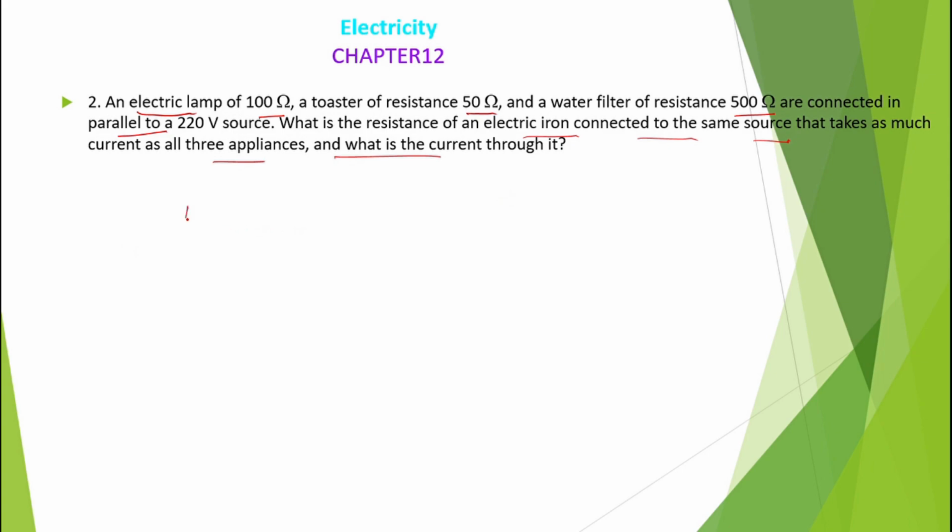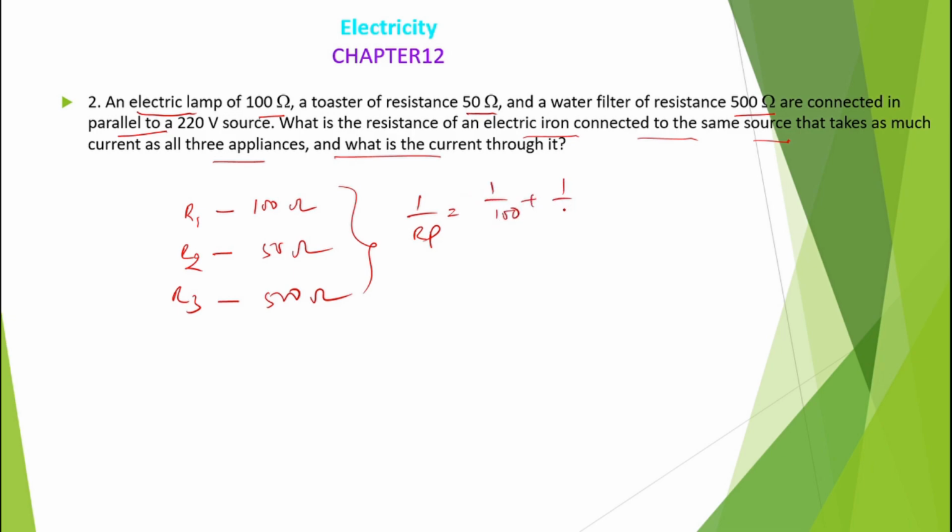So what has he given? R1 he has given, R2 he has given, R3 he has given. R1 is the electric lamp, 100 ohm, R2 is 50 ohm, R3 is 500 ohm. So all three were connected in parallel. 1 divided by Rp is equal to 1 divided by 100 plus 1 divided by 50 plus 1 divided by 500.